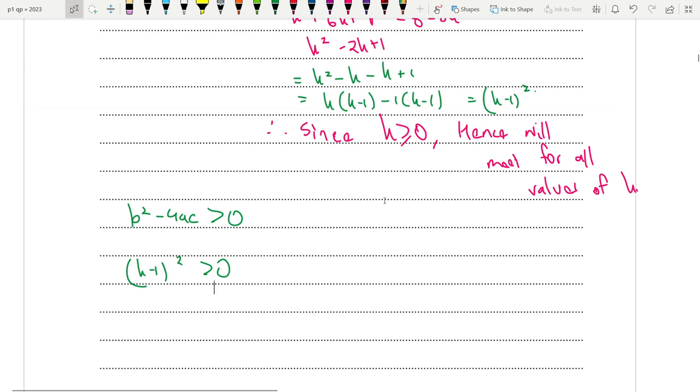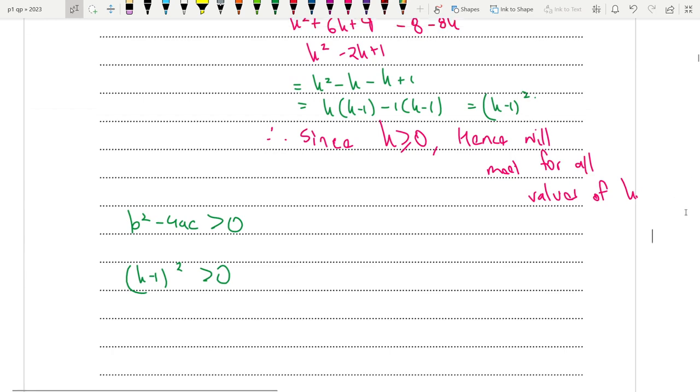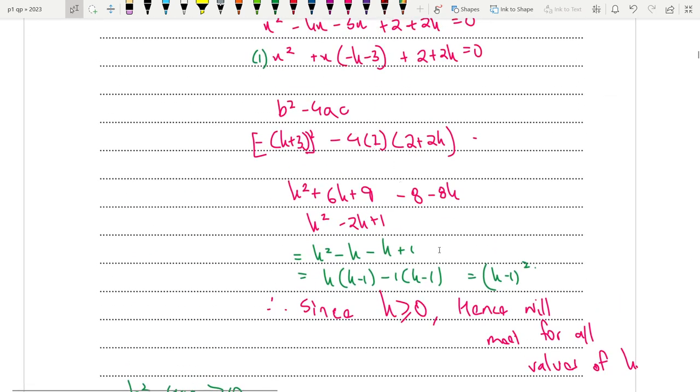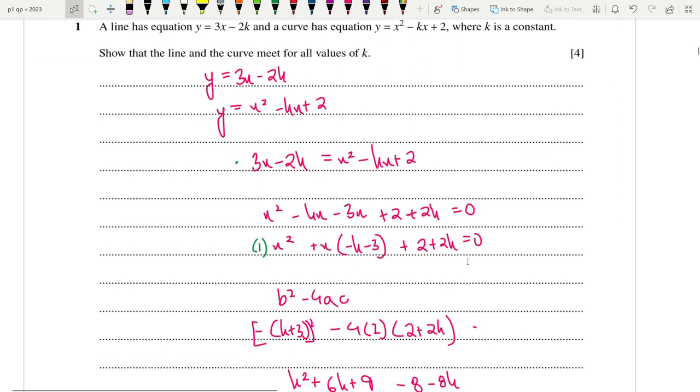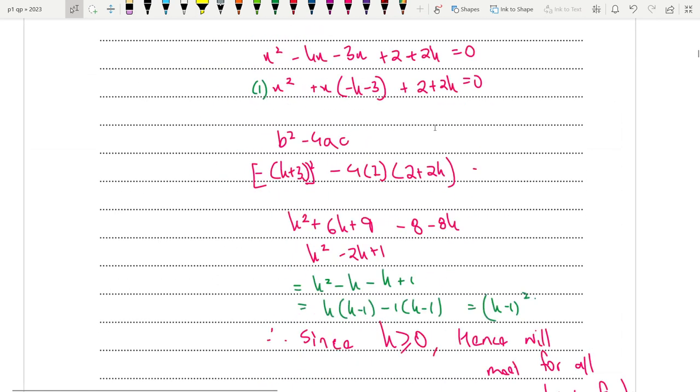Now if you do solve this, what do we get? In the mark scheme, they said that since it is always greater than or equal to 0, hence it will meet for all values of k. But you could write it in different ways. Mainly here, what I did was, after finding b squared minus 4ac, I end up with k minus 1 whole square, where k is a constant.